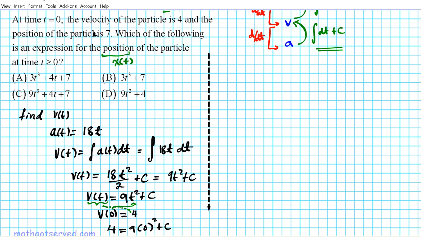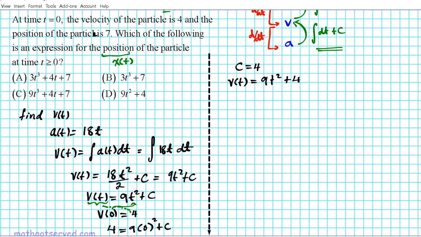That's going to give us the answer c is equal to 4. So it follows that our velocity function, v of t, we'll plug it into the general solution. V of t is equal to 9t squared plus 4. Alrighty, so we have an answer here, 9t squared plus 4.